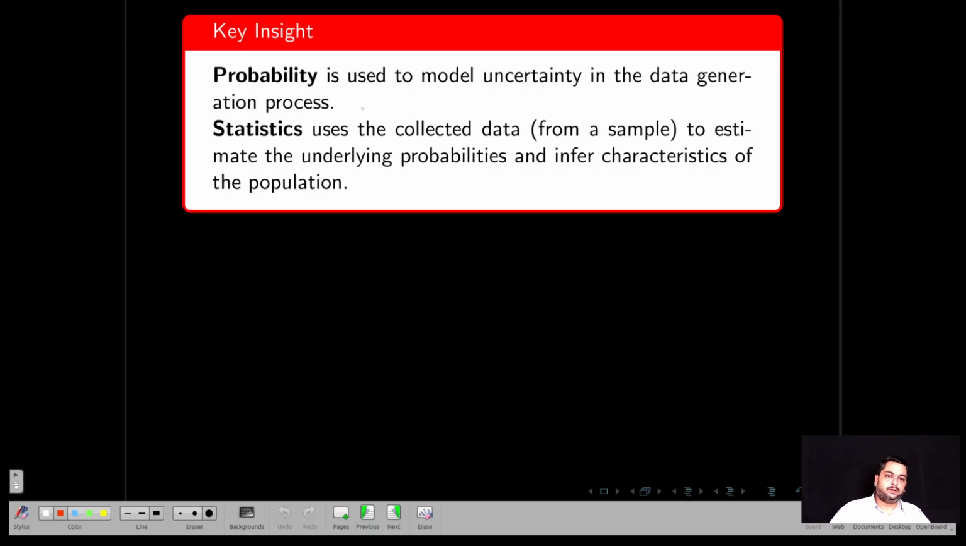Okay, so finally, to conclude, what is probability? Probability is used to model uncertainty in the data generation process. Statistics uses the collected data from a sample to estimate the underlying probabilities and infer characteristics of the population.